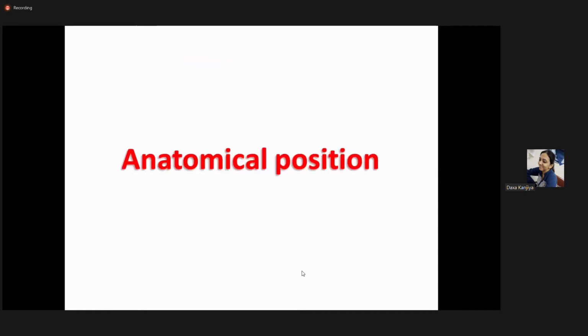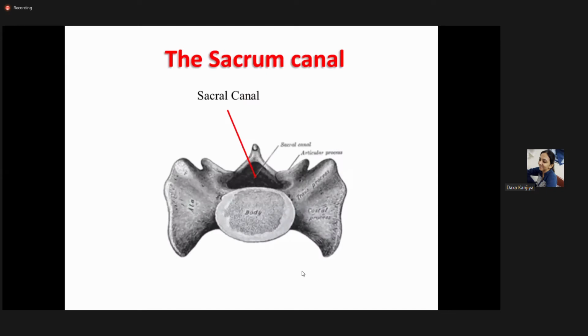Now what is the anatomical position? For the anatomical position, if you see posteriorly on the dorsal surface, there is one canal. If you have the sacrum, you can make out these features on the bone also. So posteriorly there is one canal that is called the sacral canal. In its anatomical position, this canal is directed upward and backward. So direction of the sacral canal is upward and backward.